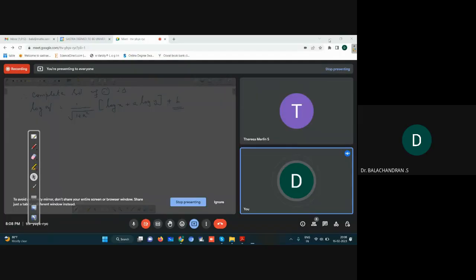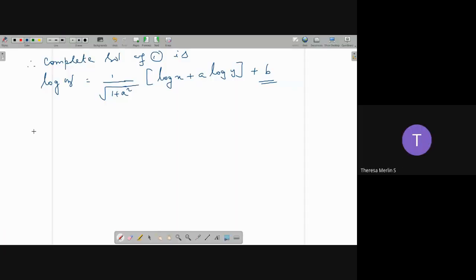I'll check the time. Okay, I'll solve one more problem. Right, the second problem. Solve z²(p²x² + q²) is equal to 1. Actually, this is small z.